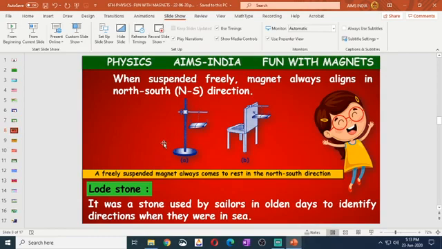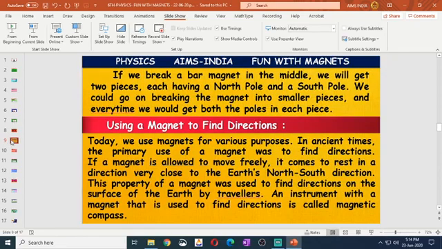It also has one more property called directional property. Means when it is suspended freely, it always comes to rest, or aligns itself, in the direction of north and south. That's why we call it leading stone or lodestone, which is helpful in finding directions, especially while traveling in the sea. If you break a magnet, each small piece will behave like a magnet with north and south pole. Single poles do not exist.